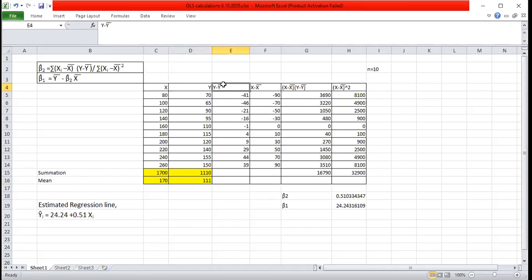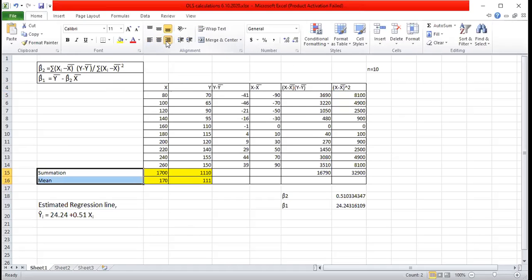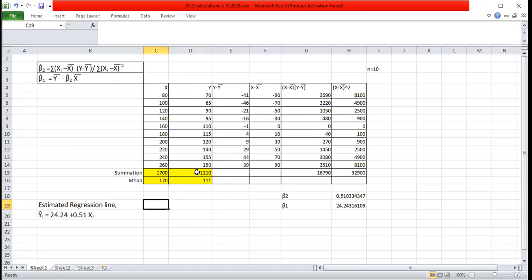Where do you want to write? Beside the mean, inside the bracket. Look at this. Here, these two values are means. That's what I'm trying to tell you. You see, these are summations. These are what? Means.